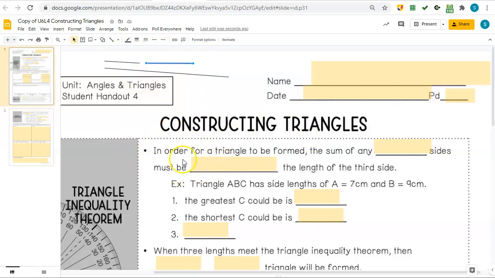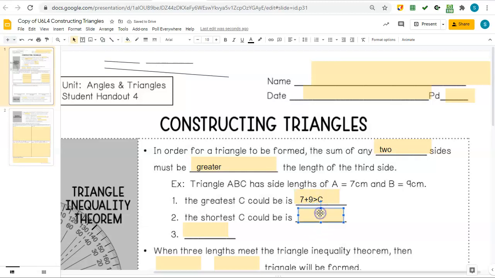And we can say, in order for a triangle to be formed, the sum of any 2 sides must be greater than the length of the 3rd side. So let's see how we could set that up. So we've got a triangle. It's got sides, say, A, B, and C. Well, we can say 7 plus 9, A plus B, has to be greater than C, right?